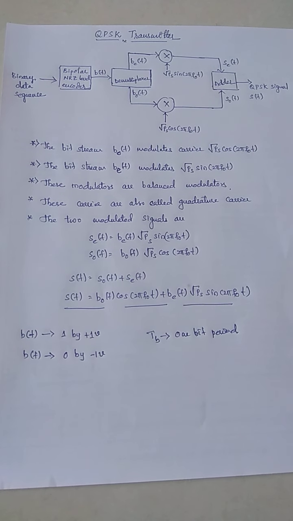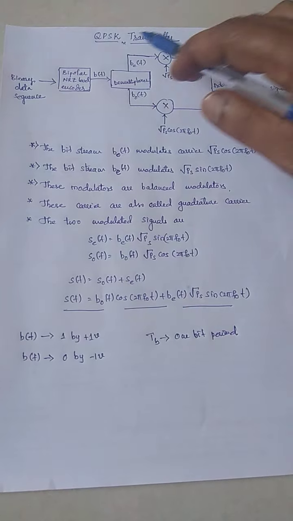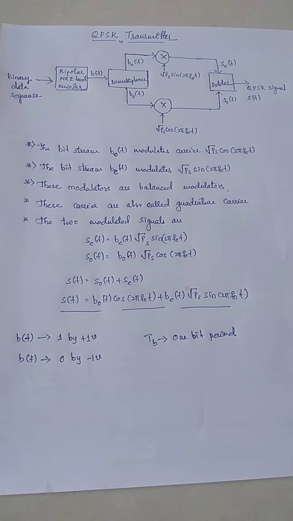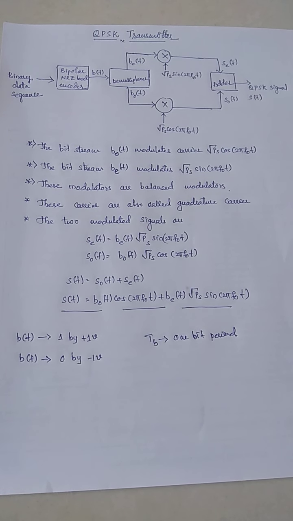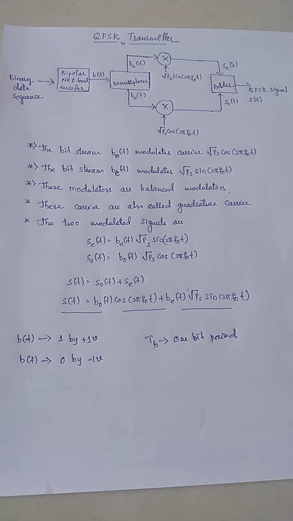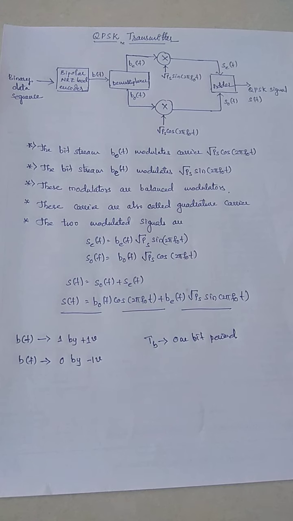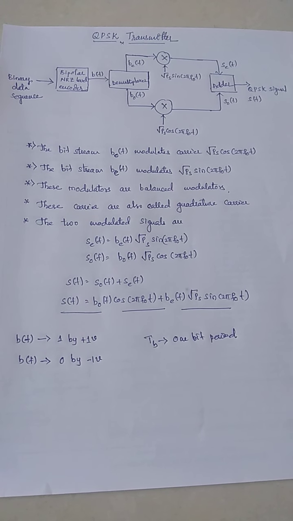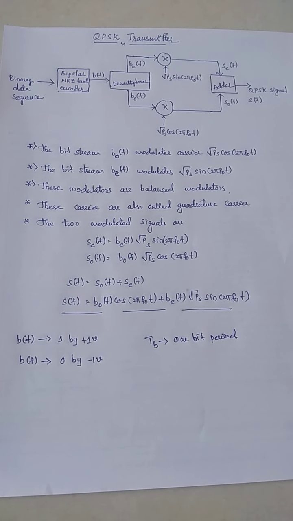In this video I am going to explain the QPSK transmitter. In a communication system we know that there are two main resources, that is the transmission power and the channel bandwidth. The channel bandwidth depends upon the bit rate.